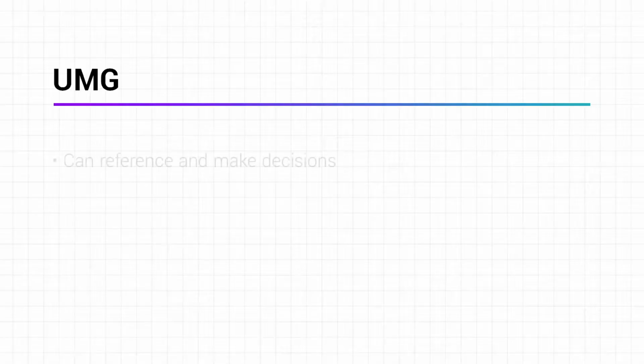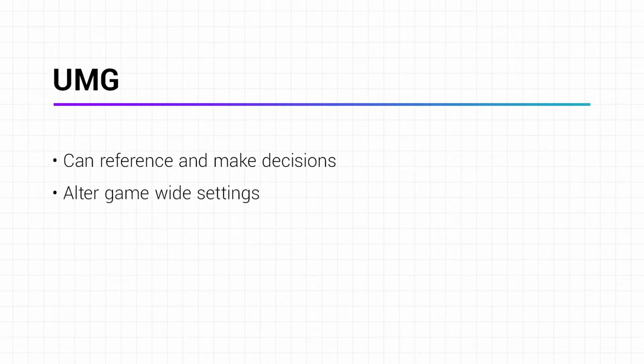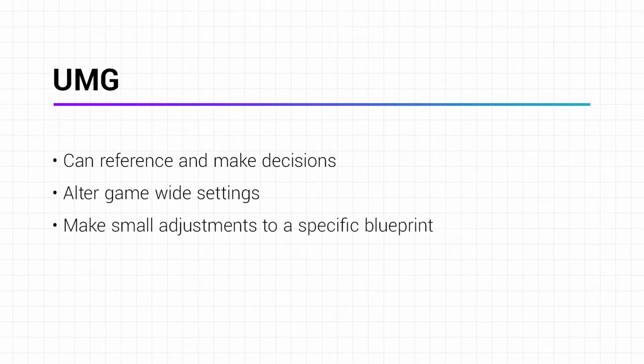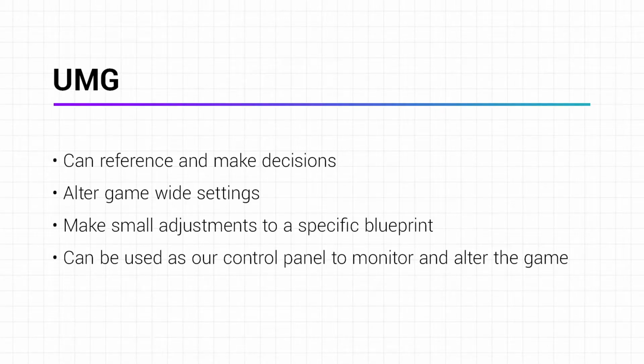Unreal Motion Graphics used as UI in a project gives us a large tool set for creating interfaces for our players to reference and make decisions, alter game-wide settings, or make small adjustments to a specific blueprint. It can be used as our control panel to monitor and alter the game.